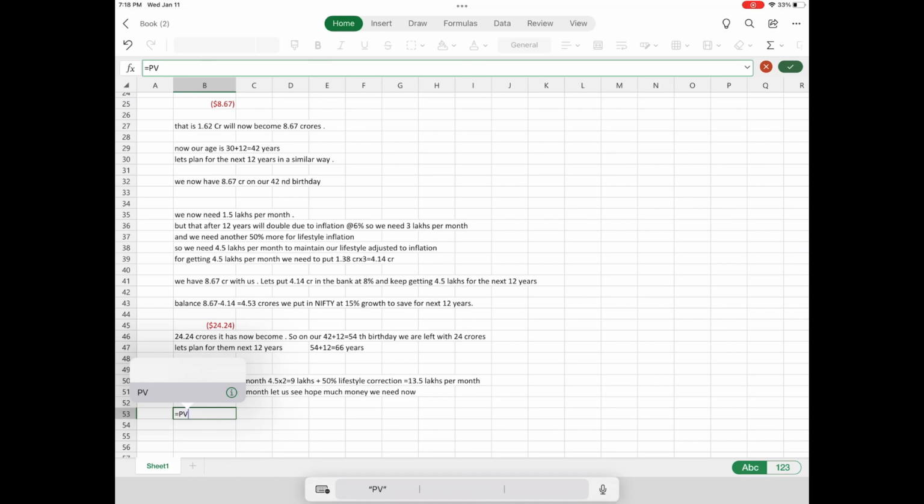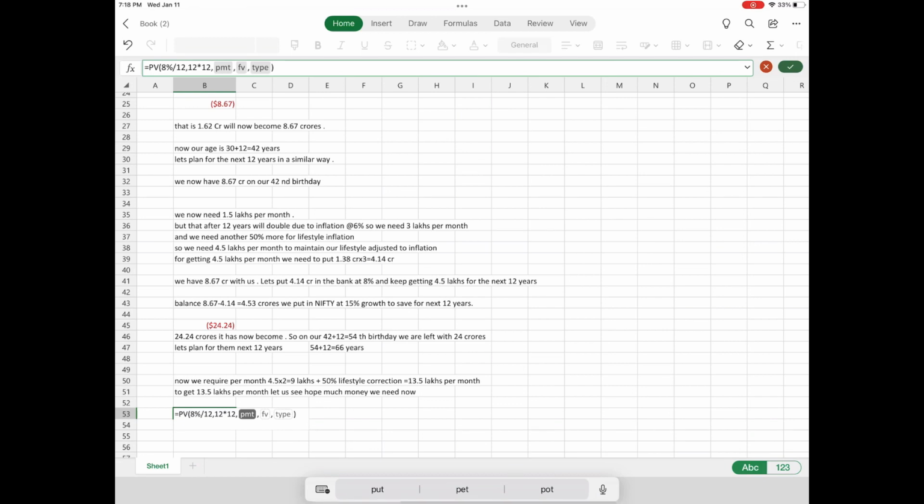So the bracket will come by default, and the rate you take same 8%, and you are going to divide this with 12, because per month you require. And how many months you require? 12 into 12, 144 months you require. So put 12 multiplied with 12, and the amount you put, which is 13.5 lakhs. And at the end, the future value becomes 0. So future value is 0.